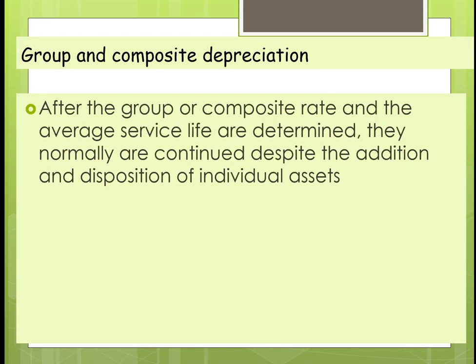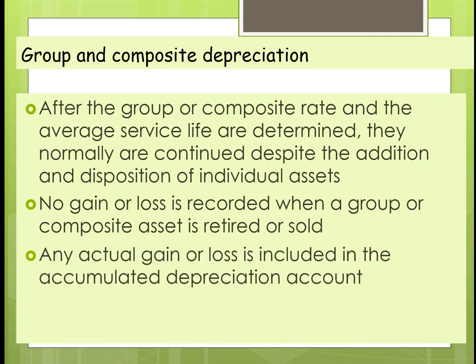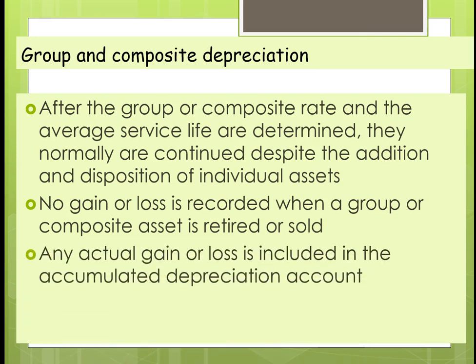Now, before we do that, after the group or composite rate and the average service lives are determined, they normally are continued despite the addition and disposition of individual assets. No gain or loss is recorded when a group or composite asset is retired or sold. It's just an adjustment to accumulated depreciation. Any actual gain or loss is included in the accumulated depreciation account. So now we can look at an example.